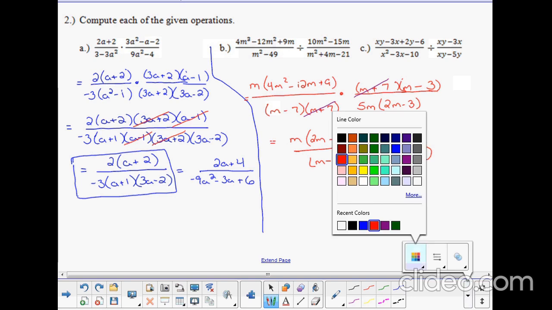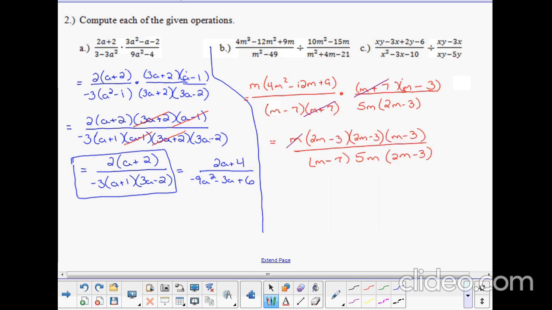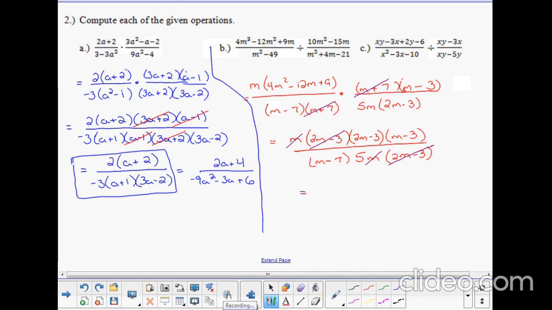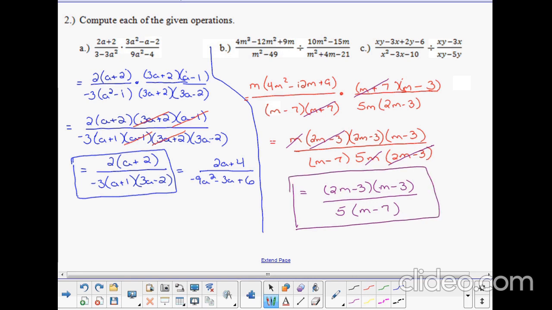So now again, common terms in the numerator and the denominator divide out. This m in the numerator divides with that m. They are factors. One of the 2m minus 3's will divide with the other 2m minus 3. And what that leaves me with is essentially the simplified version of this division problem. So the result of this division would be 2m minus 3 times m minus 3 all over 5 times m minus 7. None of those expressions can be factored any further, and there are no common factors in the numerator and the denominator, so this would be the simplified version.